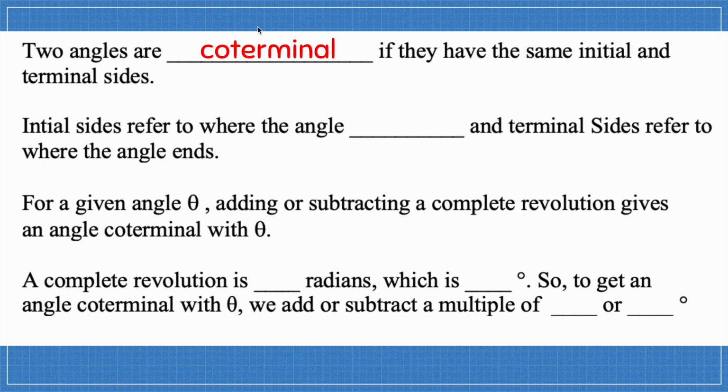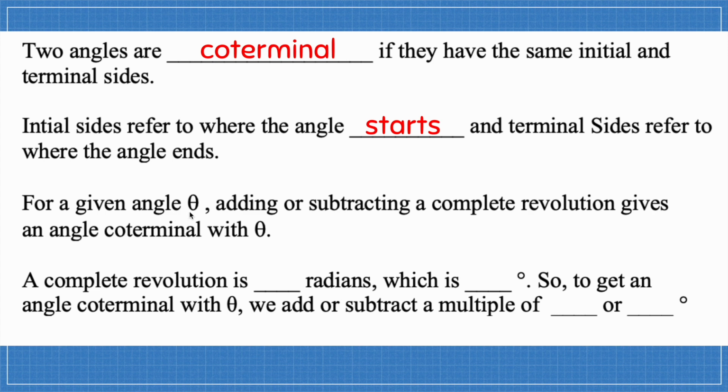So another definition that we're going to go over is coterminal. Two angles are coterminal if they have the same initial and terminal sides. And I'll show you what that means on the diagram when we're actually looking at it. But initial just refers to where the angle starts, and terminal side refers to where the angle ends. So it's just initial, beginning, and terminal, end.